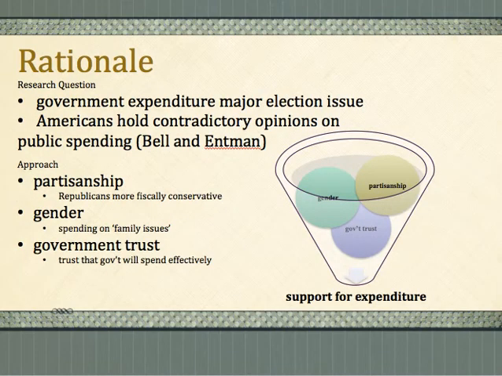The debate on government spending was at the forefront of the last election. Research by Bell and Entman shows that attitudes towards spending are actually deeply contradictory even at the individual level. A study found that Americans support levels of equality similar to those in Sweden when they didn't know they were supporting a Swedish policy. I'd like to explore exactly what it is that affects this.